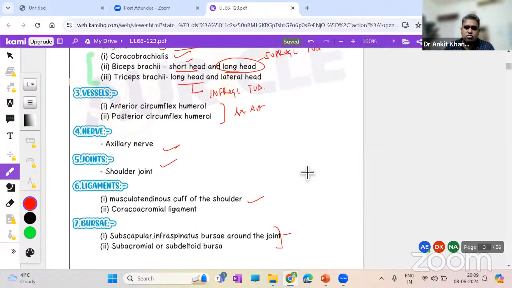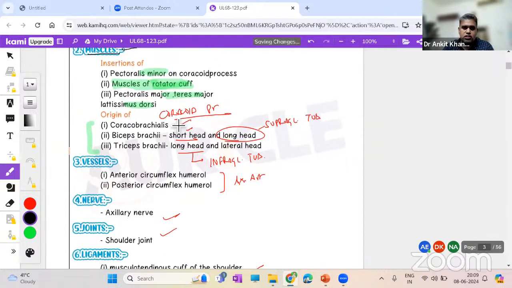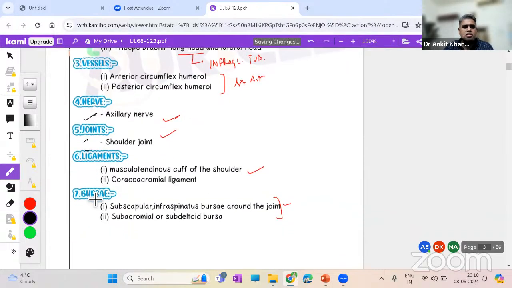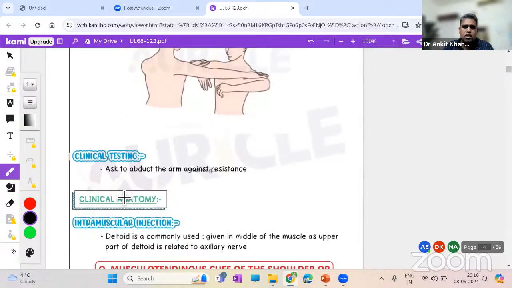If that sort of question comes in the exams, how are you going to answer it? If you just write, structures under cover of deltoid: 1, 2, 3, 4, 5, 6, 7, 8, 9, 10, it's better to answer by grouping: the bones, then the muscles, then the vessels, the nerves. Give five or six subheadings, like vessels, nerves, bones, joints, ligaments, and then just one or two things here and there. That itself is sufficient. It's a way of presentation, as I've been telling you for the past two or three sessions. Lastly, we come to clinical testing.